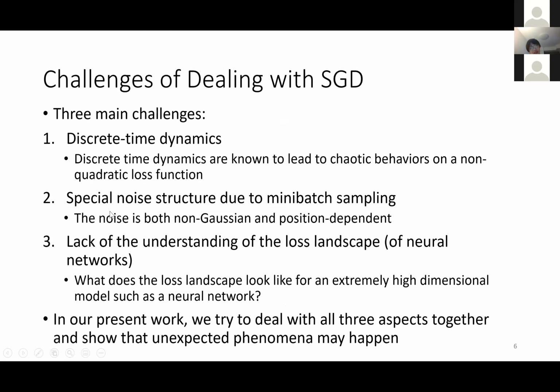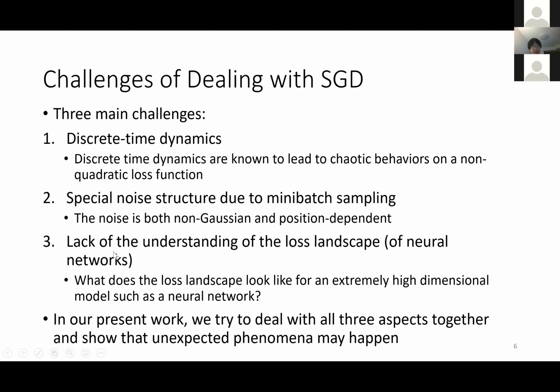And second, the special noise structure due to the mini batch sampling. When you have mini batch sampling, the noise is both non-Gaussian and position dependent, meaning that the strength and the shape of the noise covariance matrix depend on the current model parameter W.